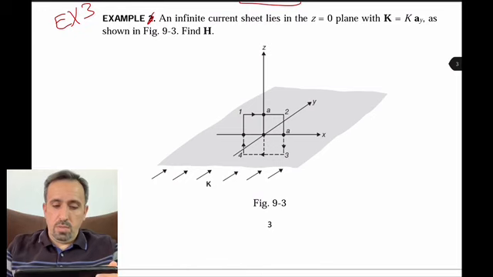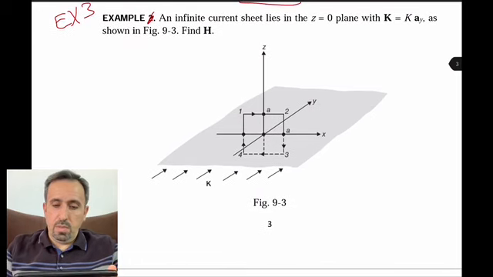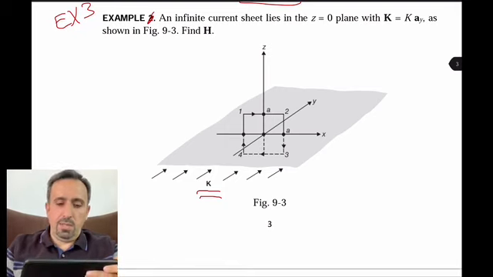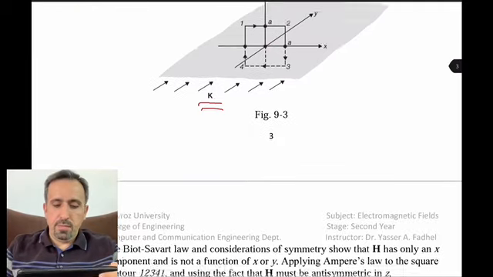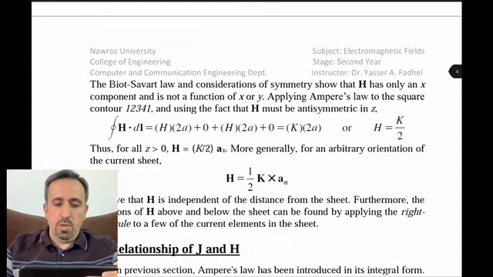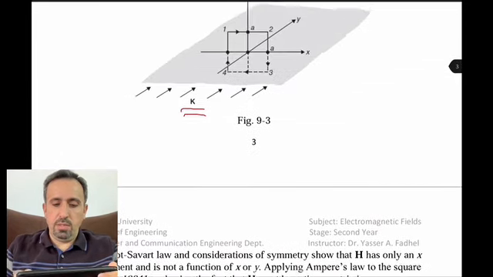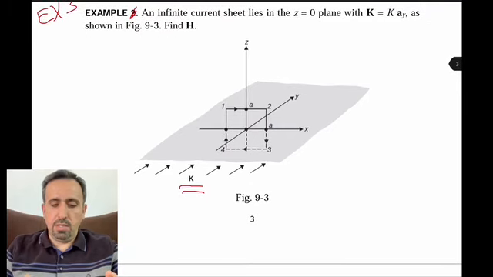So in this example, I'll remind you about K. You remember from your previous study in chapter 6 that K is the current sheet density. K is current sheet density. So how to solve this example or such an example?